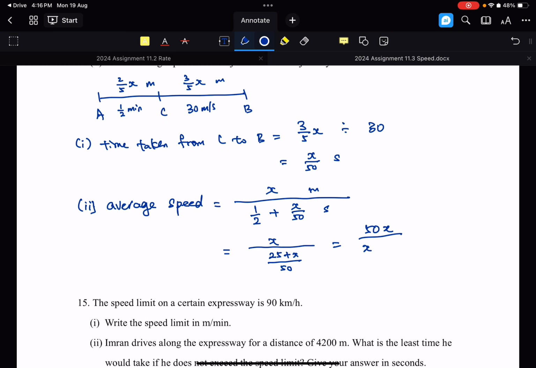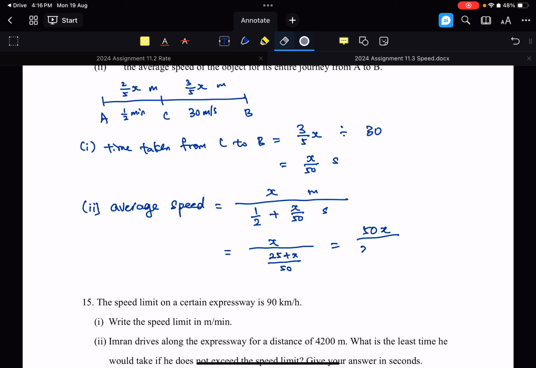Is it 25? Oh, apologies, right? Because this is in minutes we want, and this is in seconds. So what happened is this one is actually 30 seconds, right? Half a minute is 30 seconds. So let's update. Yeah, that's why as I was doing it, I got a feeling that something is wrong. Well, sometimes you need your spider sense, huh? So you work this one out. 30 is actually 1500 over 50, right? Plus x over 50. So this will end up as 50x over 1500 plus x. And the units is meters per second.